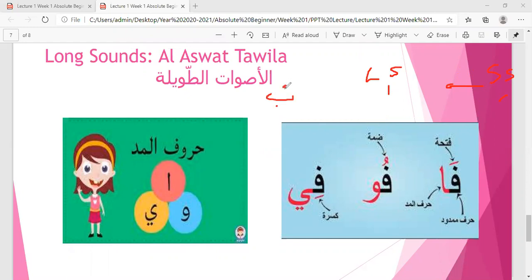Watch this. Ba. No, what's the sound? No, it's not a sukun, it's a comma shape. The comma shape is bu. We call it, what do we call this? Damma. Which letter in Arabic goes for damma?